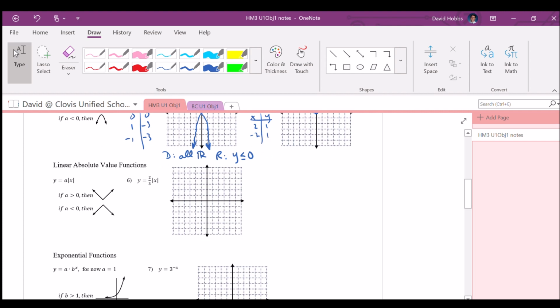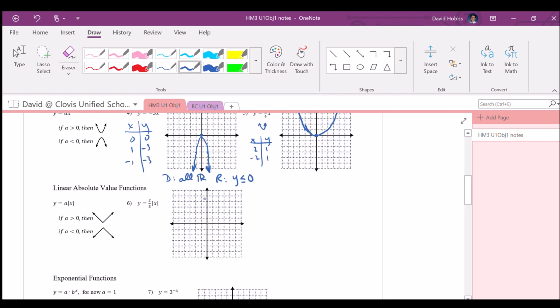Okay, linear absolute value. Okay, this might be a little bit new to you. It's very similar to a parabola, but it is linear. It's a V shape. Y equals a absolute value of x. If it's positive, it's opening up. If it's negative, it's opening down. It has a vertex. Y equals 2/3 x.